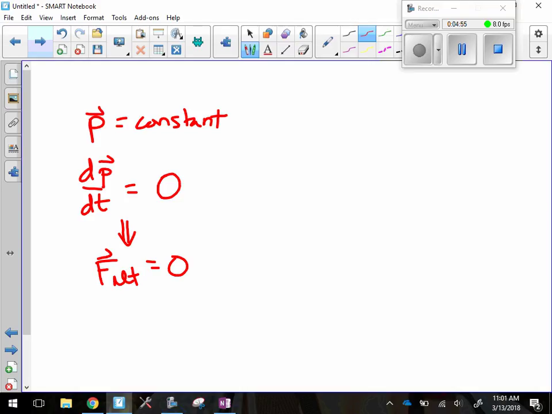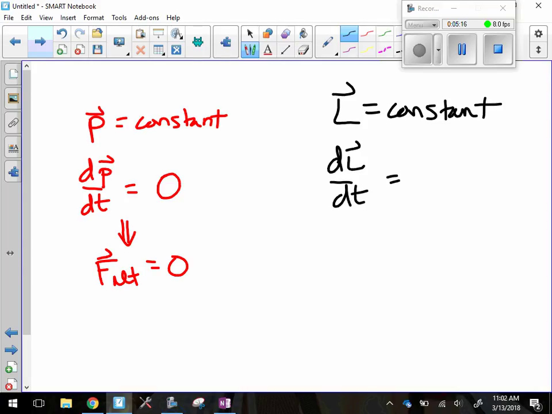So that tells me that for an object in equilibrium, F net, all three directions of F net are going to be equal to 0. Now if the angular momentum is equal to a constant, what's dL dt going to be equal to? 0. Which tells me that what else is going to be equal to 0?